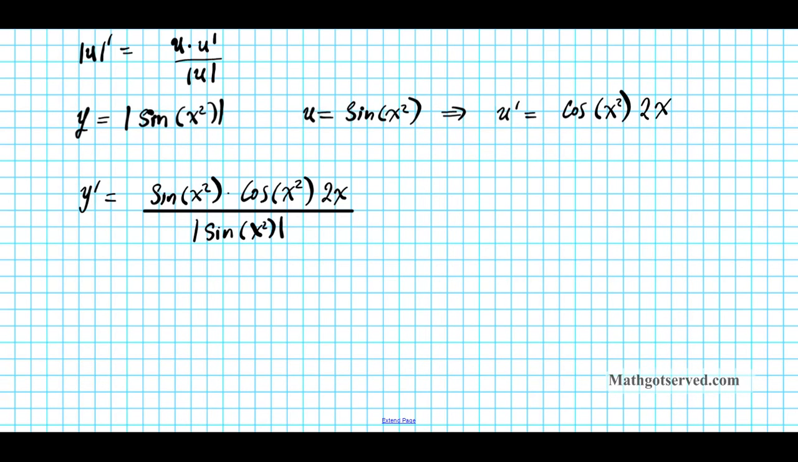Okay, so we can rewrite this as 2x sine x squared cosine x squared divided by the absolute value of sine x squared. So the question is, is this a match? Is this the same thing as what we had before?